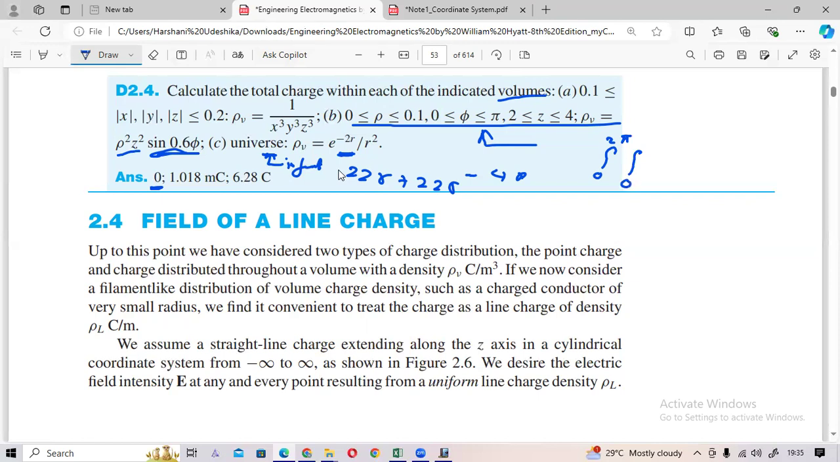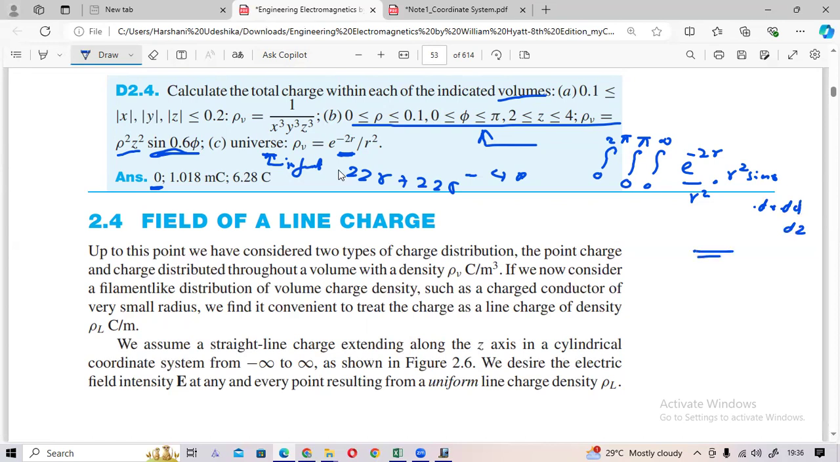Theta is 0 to π. It is not changing. But R will be changing. It will be 0 to infinity. Okay. So you will have this one, e to the power minus 2R divided by R square. Then R square sin theta, d theta, d phi, dr.